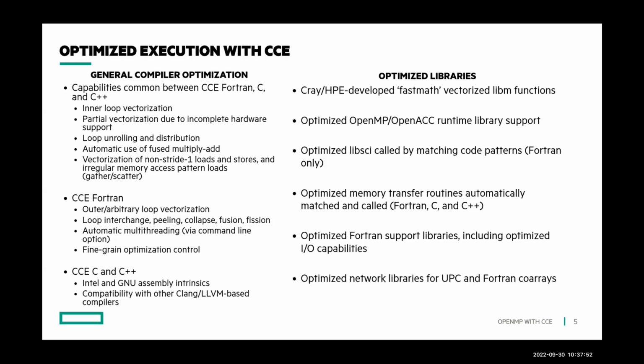One note here for the optimized OpenMP, OpenACC runtime library support. We actually added a layer on that, which is compatible with the code that's generated from LLVM for OpenMP. And so that enables interoperability with other Clang-based compilers that are compiling OpenMP codes. So in your application, you might have some files which are compiled with upstream Clang, for example, and other files which are compiled with the Cray compiler. And we have the ability to link those together and still it'll work.